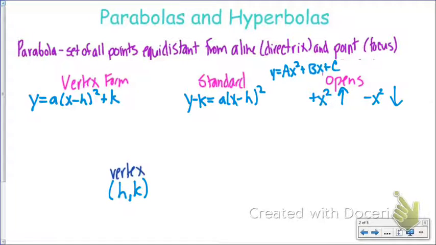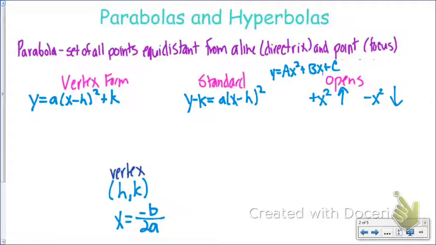Now when it comes to conics, you may not see that as much, but that is still a parabola, and we actually can still find the vertex from that equation. To find the vertex of that equation, we would use x equals negative b over 2a. That would give me the x-coordinate of my vertex. Then I can take that x-coordinate, plug it back into my y equals equation, and that would give me the y-coordinate.